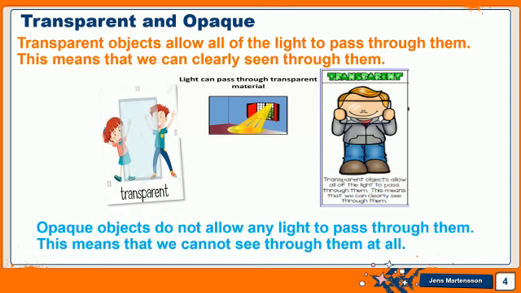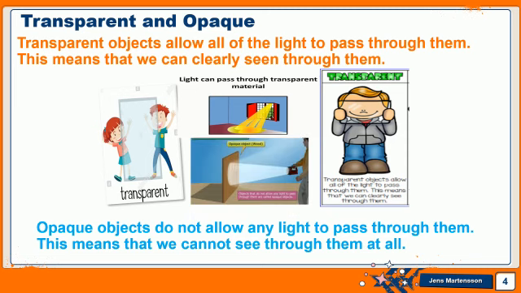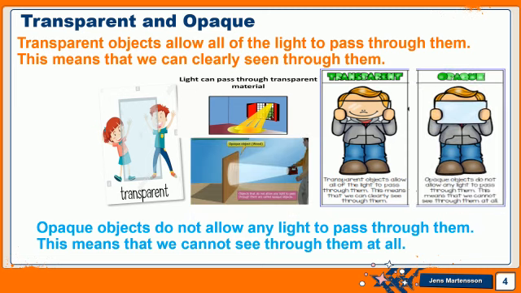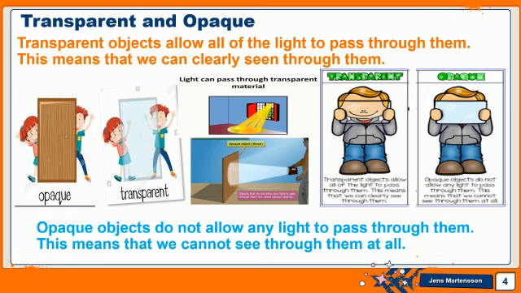And dear students, do you know opaque objects do not allow any light to pass through them. This means that we cannot see through them at all. Now look at this picture. This is the door. And this is the example of opaque object. We cannot see what the kids are doing behind the door.